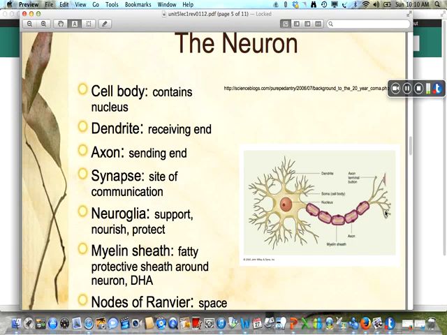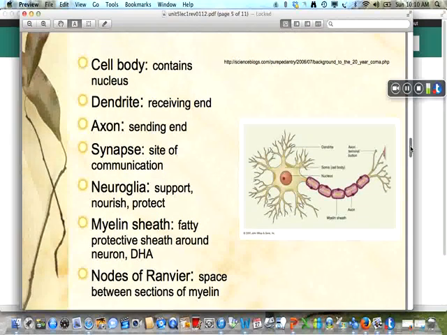The synapse is the site of communication. This is going to be where it either joins with the next neuron that it's going to communicate with, or whatever its target is. It's that place where the nerve connects to it. Neurons are pretty delicate and are not replaced well in the body, so we've got the neuroglia, which are your support cells that are going to help to nourish and protect your neurons. Their main interest is to make sure that the neurons are not damaged.